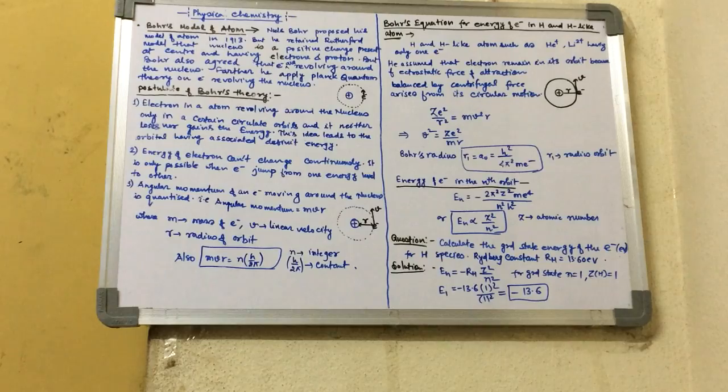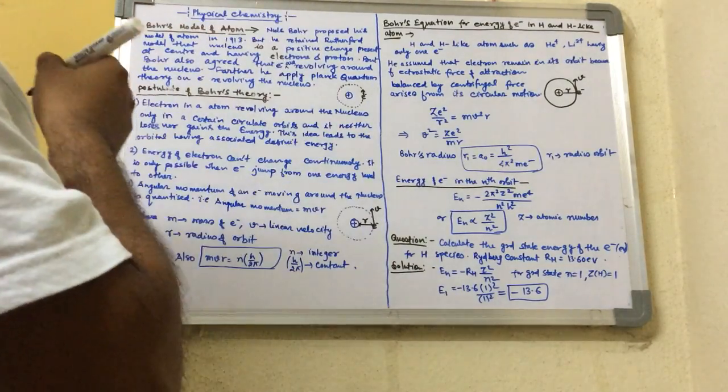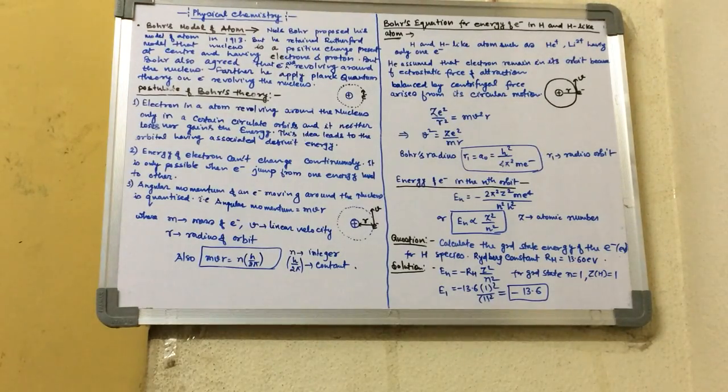So today I am going to discuss physical chemistry, and in this lecture I will give some basic information about hydrogen-like atoms, all details like Bohr's model of atom and their postulates, as well as the Bohr equations for energy of electron in hydrogen and hydrogen-like atoms, and some questions. So basic things here you have to know.